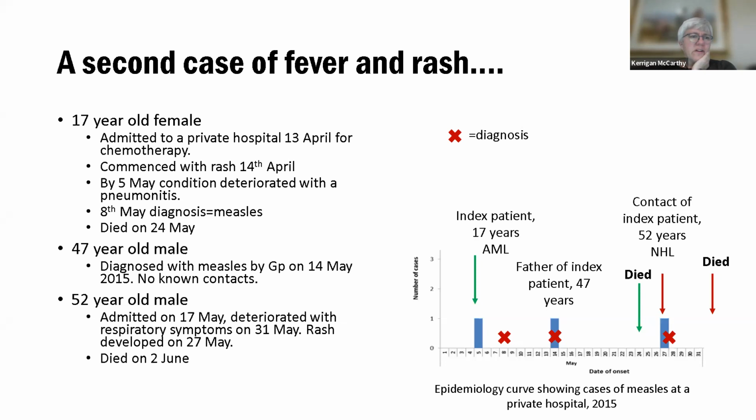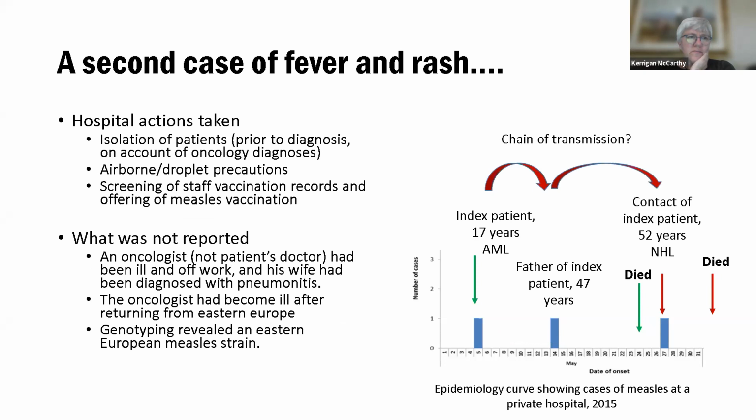In the meantime, her father was diagnosed with measles on the 14th of May, and there were no known contacts. However, on the 17th of May, a male patient who shared a ward with the 17-year-old female was diagnosed with measles. He developed a rash and he died on the 22nd of June. The hospital isolated the patient and implemented airborne and droplet precautions, screened staff vaccination records, and offered staff booster measles vaccination.